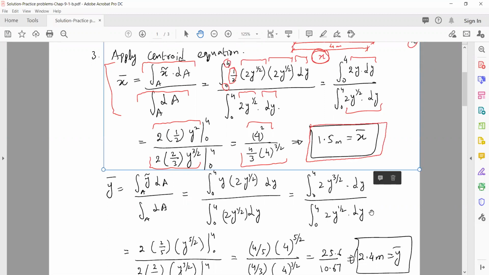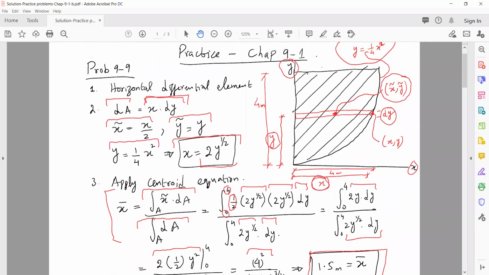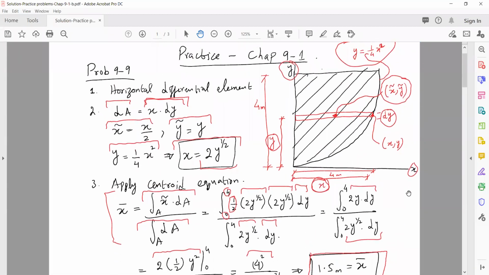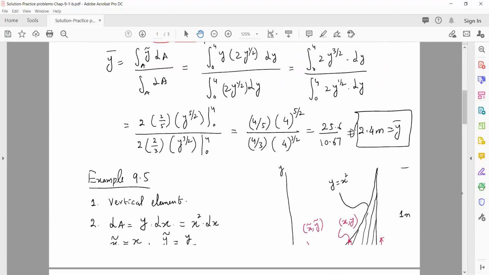So now you can come back here and see x bar is 1.5 meters, right? So this is 4 meters, so this is 1.5, let's say somewhere here. Okay, so let's say somewhere here, this is your x bar. Okay, so now let's go for y bar.